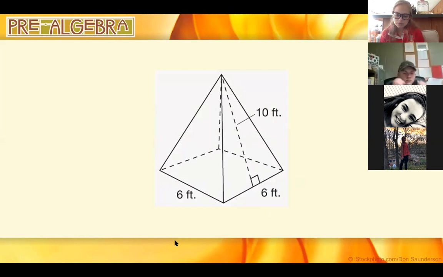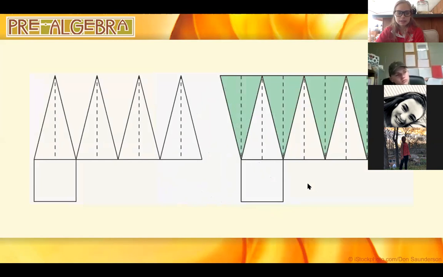Priscilla, what is the 10 feet right here? What is that called? Priscilla, can you hear me? Yeah. What is the 10 feet called? The slant height. Yes, the slant height.